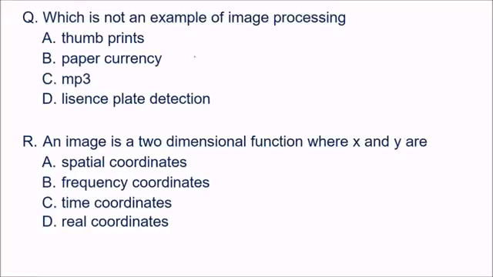Next is, what is not an example of image processing? So, thumbprints, paper currency, MP3, license plate detection. The answer is C, MP3. MP3, it's a format. It's a compressed format for audio.